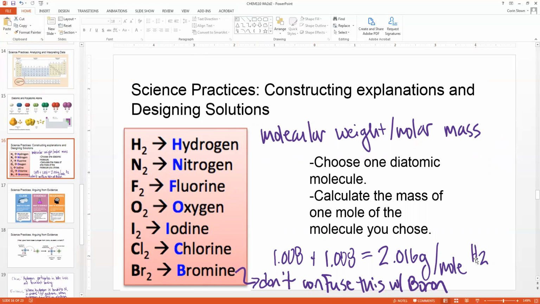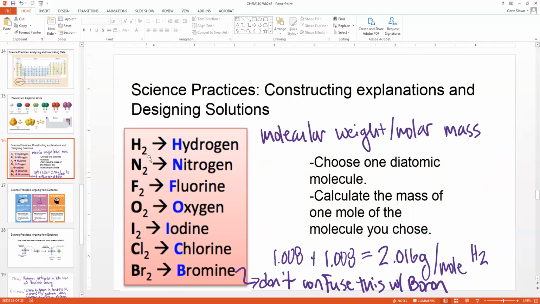So for example, if you were to do hydrogen, you would add 1.008, which is the mass of 1 hydrogen, to the mass of another hydrogen, and that would give you 2.016 grams per mole of H2.